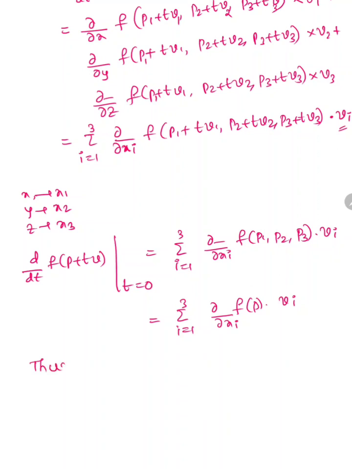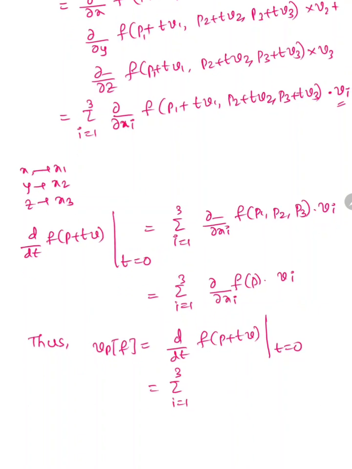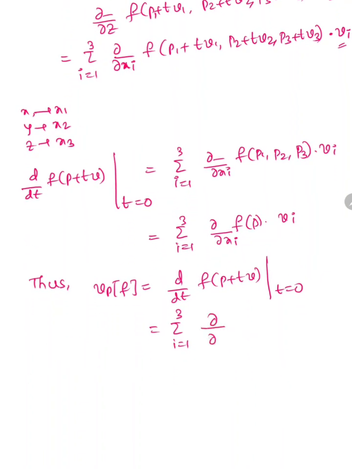Thus Vp of f is equal to d by dt of f of p plus tv at t equal to 0. This will be equal to the summation from i equal to 1 to 3 of dou by dou xi of f at p multiplied by vi. So this is how we get the formula for the directional derivative in terms of partial derivatives of the function at the point p along with the coordinates of the vector part v.